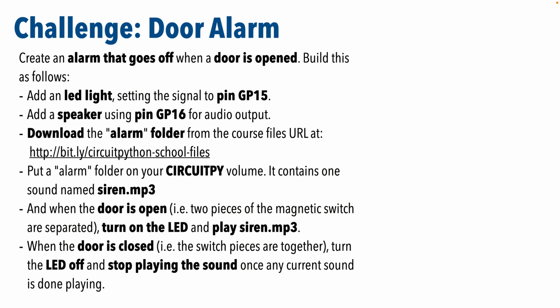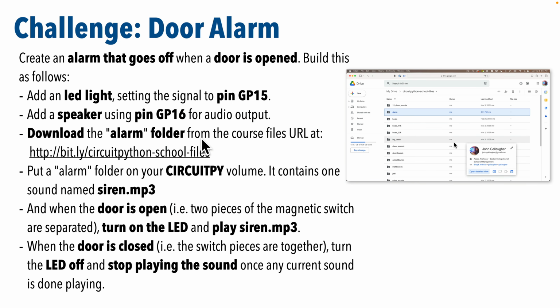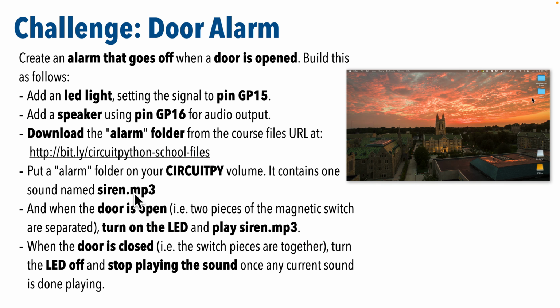And now here's a challenge. Use what you've learned so far in our course to create a door alarm that will go off when a door is open. So add a single LED light to pin GP15, and add a speaker using pin GP16 for audio out. Download the alarm folder at the course URL bit.ly/circuitpython-school-files.